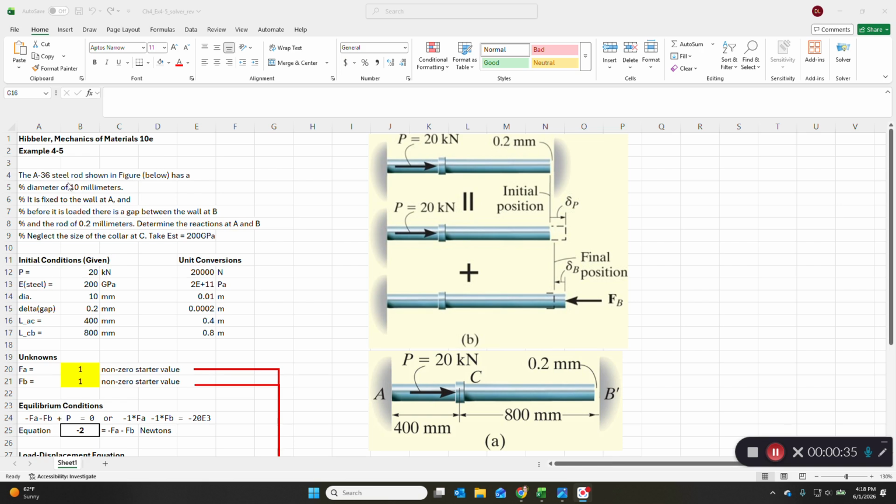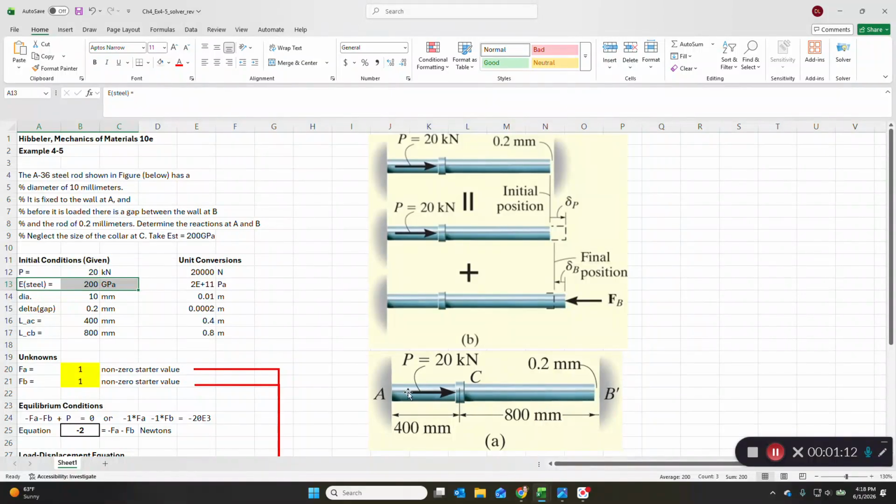Our first example is example 4-5 from Hibbler, the 10th edition, and we have a steel rod, A36 steel. Right away you can get the elastic modulus for that steel alloy by looking it up in a table, and we find that it's 200 GPa. It has a diameter of 10 millimeters. It's fixed to the wall at A, on the left here. And there's a gap between the rod and B, and the gap is given as 0.2 millimeters.